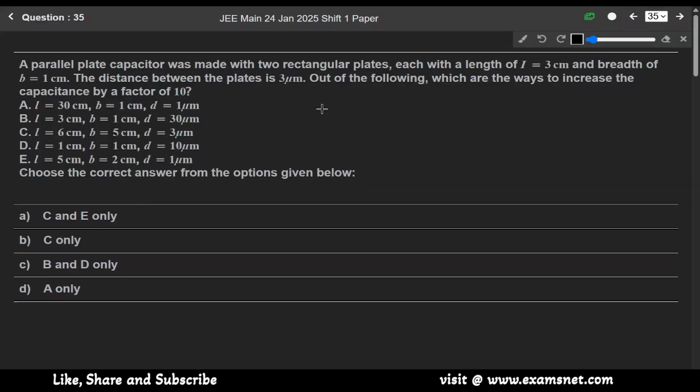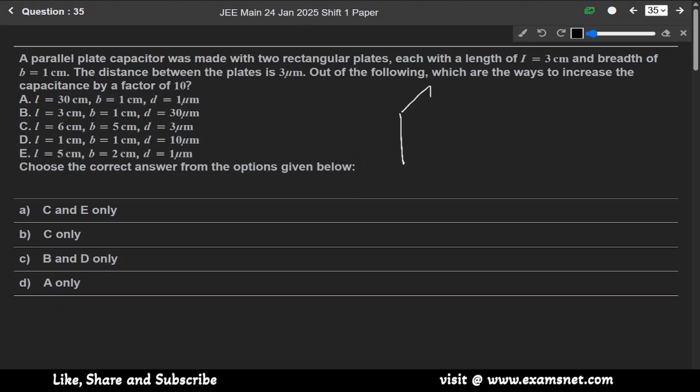Now the question is 35. A parallel plate capacitor was made with two rectangular plates, each with a length of L equal to 3 centimeter and breadth 1 centimeter. The distance between the plates is 3 micrometer. Out of the following, which are the ways to increase the capacitance by a factor of 10?